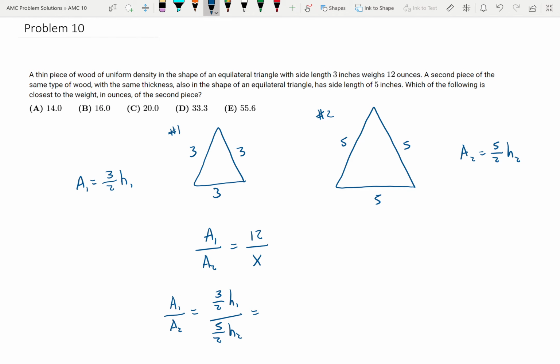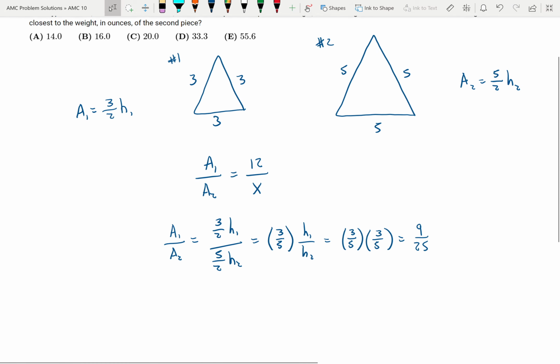So we get 3/2 divided by 5/2 is 3/5, and then h1 over h2. So the heights are also going to be proportional. I don't even need to know exactly what the heights are. I just know that the ratio between them is going to be 3 to 5. So therefore, h1 divided by h2 is equal to 3/5 as well. So we have 3/5 times 3/5, which is 9/25. And so we found out area 1 over area 2 is 9/25.